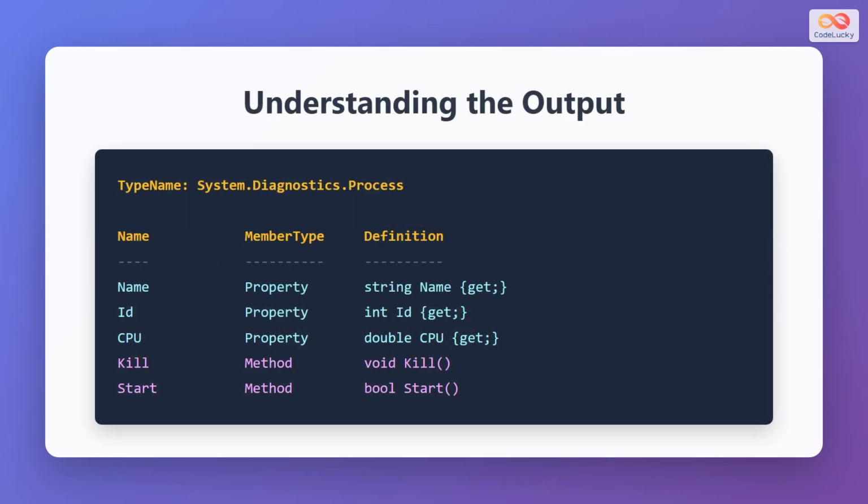When you run get-member, the output is structured in a specific format. At the top, you'll see the type name, which tells you the .NET type of the object. In this example, it's System.Diagnostics.Process. Below that, you'll see three columns. The Name column shows the name of each property or method. The MemberType column indicates whether it's a property, method, or another member type. The Definition column provides detailed information, such as the data type for properties or the parameters for methods. Properties like Name, ID, and CPU allow you to read information from the object. Methods like Kill and Start let you perform actions on the object.